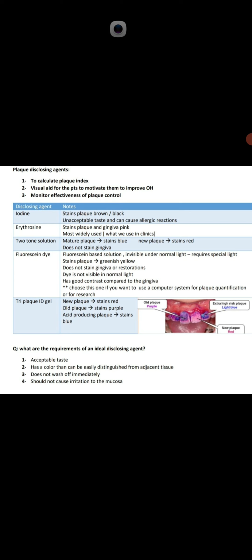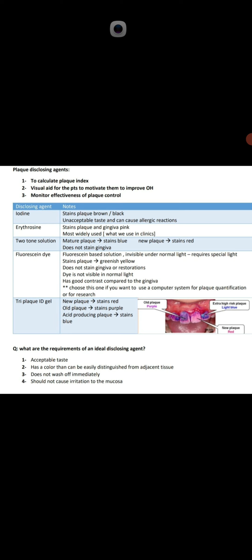Fourth is the fluorescent dye. Fluorescent dye is a fluorescent-based solution, invisible under normal light; it requires a special light. When we apply it on the teeth, it stains the plaque greenish yellow, and it does not stain the gingiva or restorations. It has good contrast compared to the gingiva, meaning its color is different from the gingiva, so we can easily differentiate.